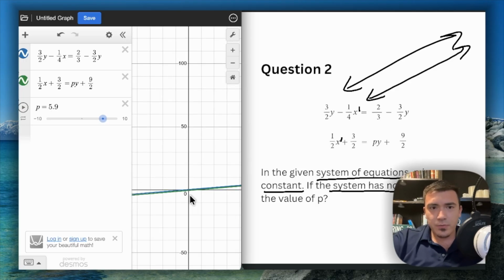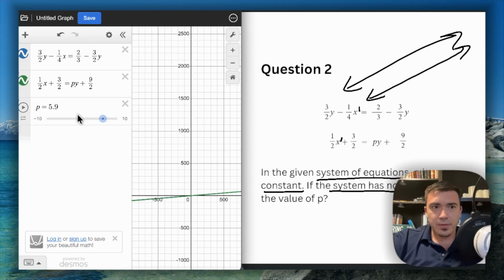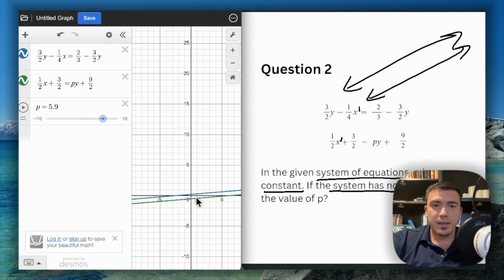Now, what a lot of students will do right here is, they'll stop right there at 5.9 because they look parallel. More often than not, it's going to be a very clean round number, so I would go with 6. But if you guys want to be 100% sure as to whether or not they're actually parallel, here's what you can do.